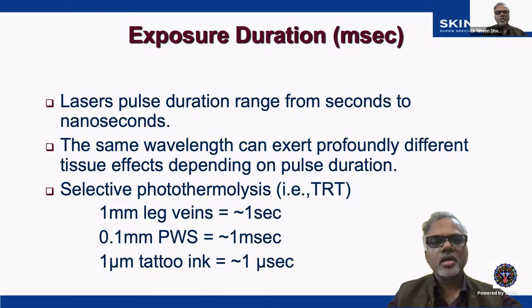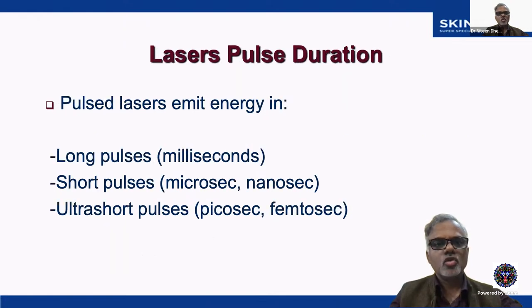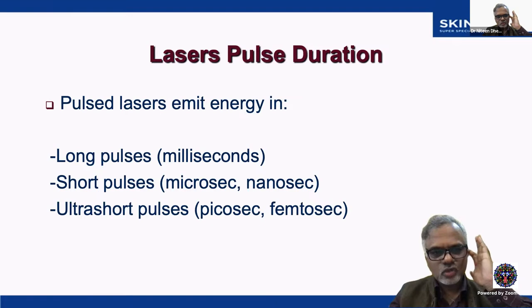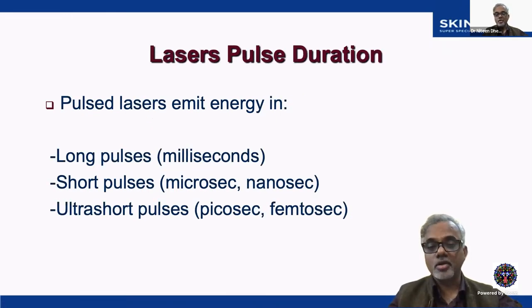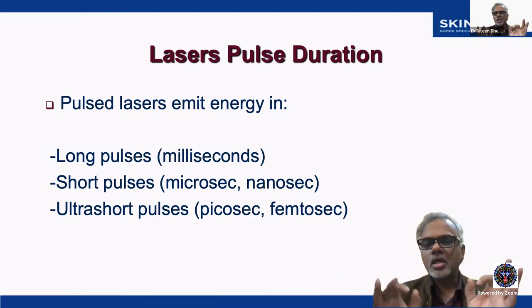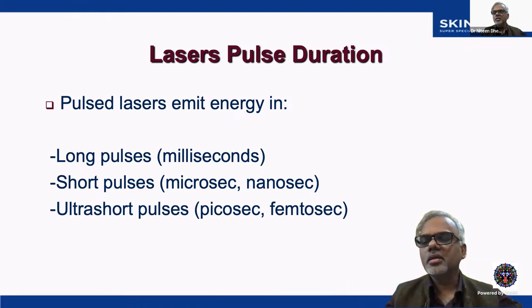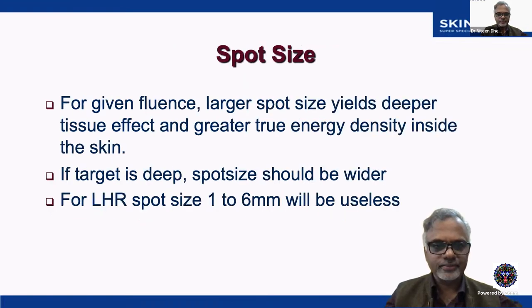Exposure duration. There can be millisecond lasers to nanosecond lasers. There are long pulse lasers, short pulse lasers, and ultra short pulse lasers. There are millisecond lasers, microsecond lasers, and nanosecond lasers. And in ophthalmology, you have pico and femtosecond lasers. The shorter the energy pulse, the more limited the damage area. So if you want to be very precisely ablative, it has to be millisecond, nanosecond, or picosecond.